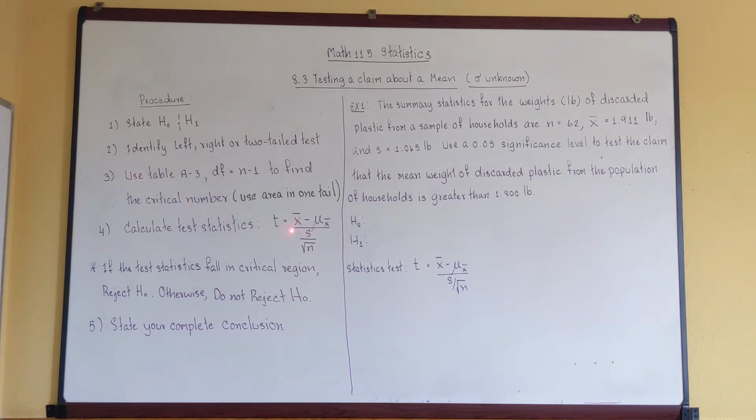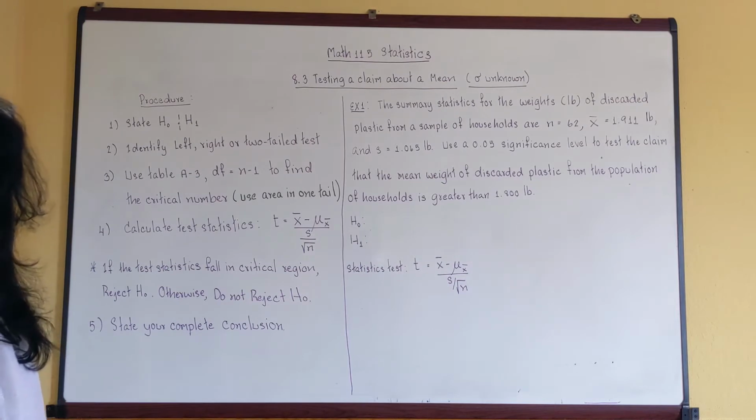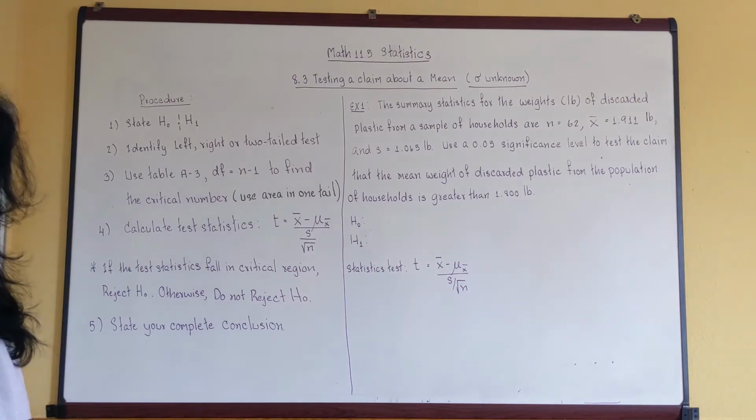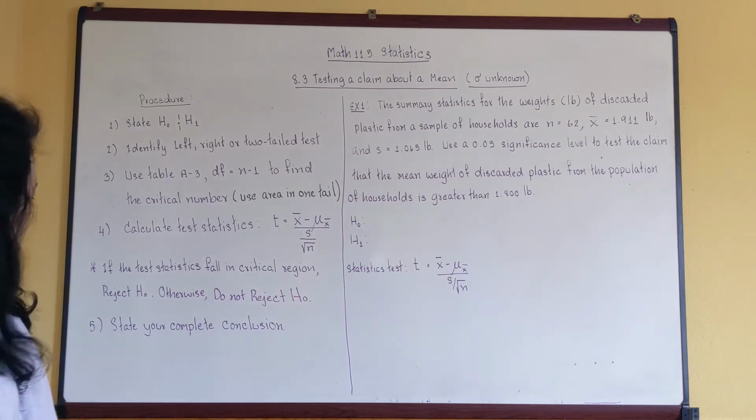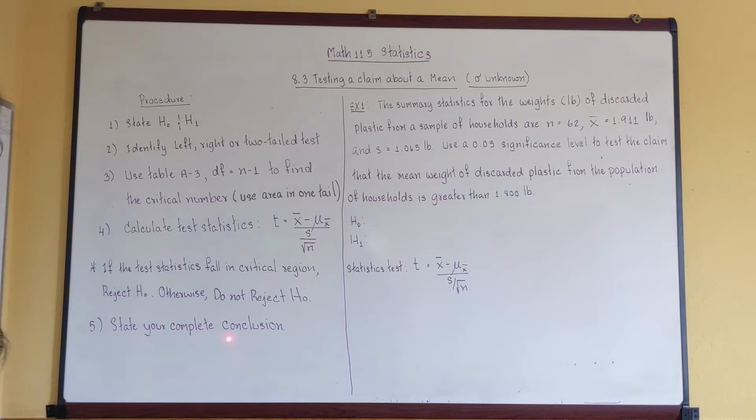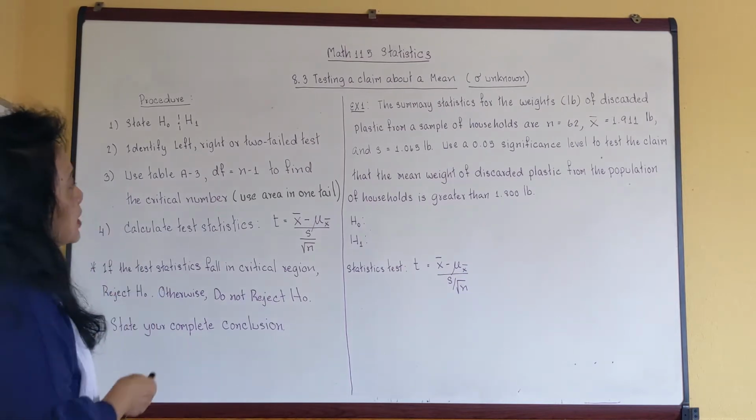After you calculate the test statistic, you check whether the test statistic falls in the critical region. The critical region is the shaded area. It could be to the left, to the right, or both sides. If it falls in the critical region, you would reject H0. Otherwise, if it doesn't fall in the shaded area, you do not reject H0. The last step, you would state your conclusion, which says that you either have enough evidence to support the claim or not supporting the claim. Let's look at the first example.